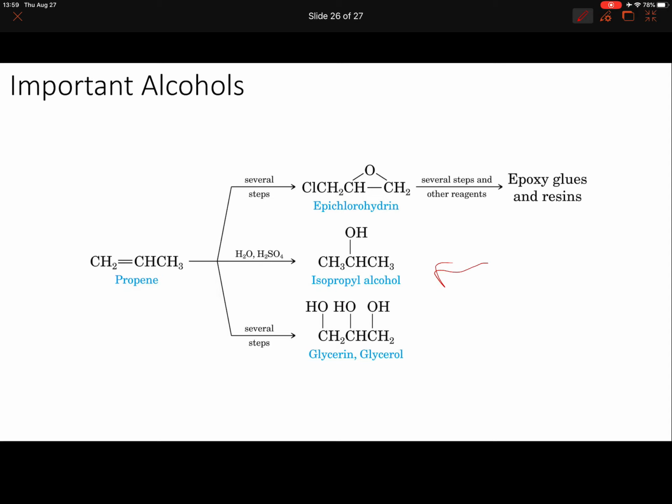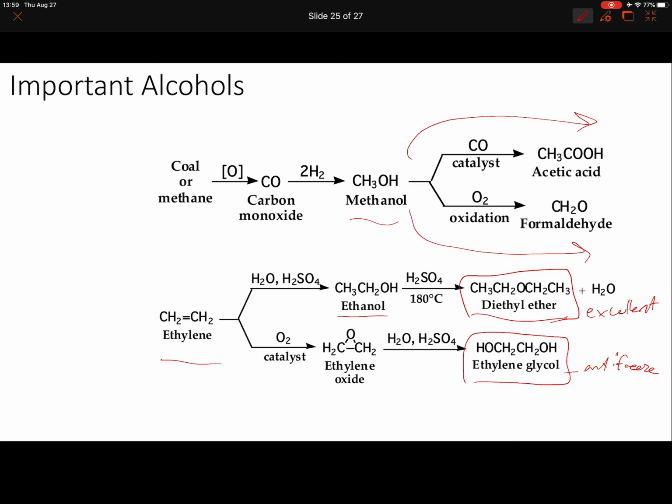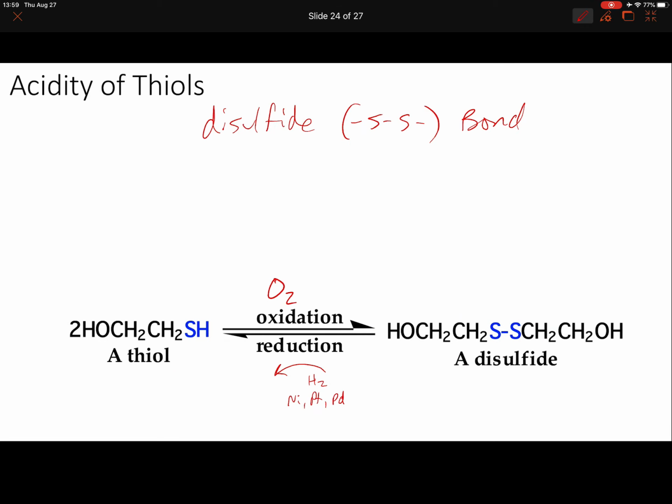But again, alcohols, remember, we can make alcohols by hydration reactions, and we can make alkenes by dehydration reactions, and we can control them very easily with Le Chatelier's principle. So again, just to give you an overview of some of the more important alcohols: isopropyl, glycerol, glycerin, formaldehyde, acetic acid. Some of these are maybe more important than others.